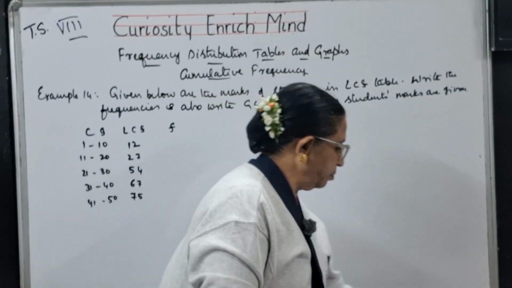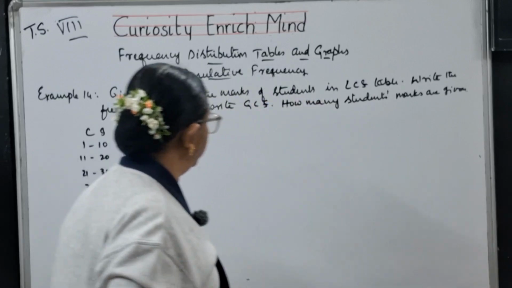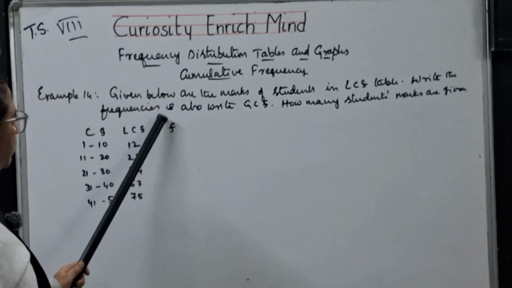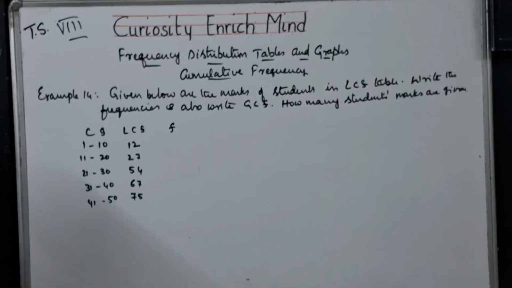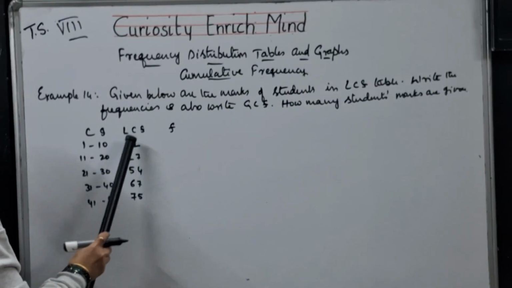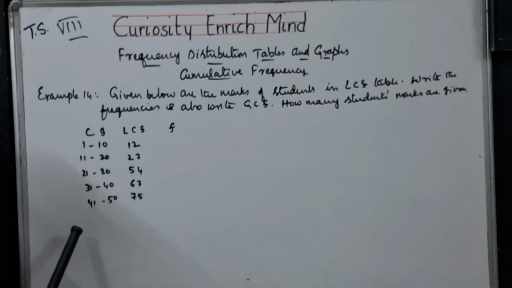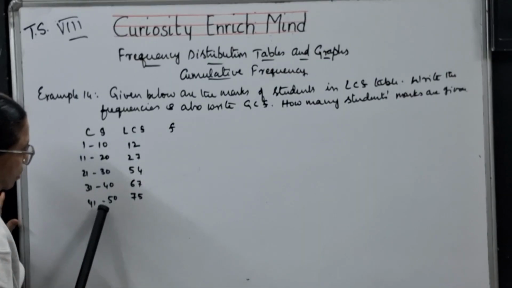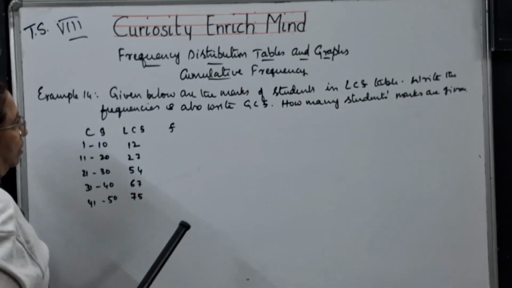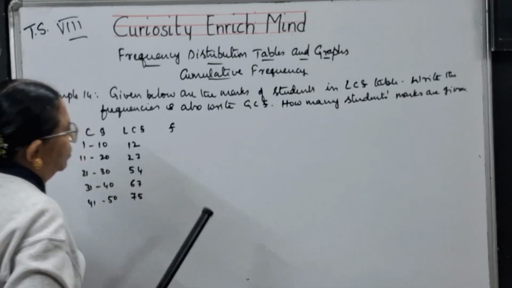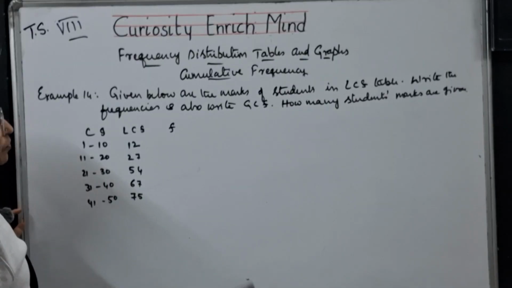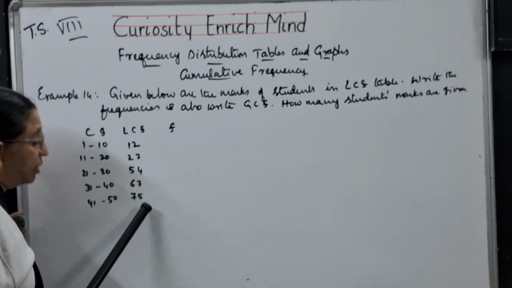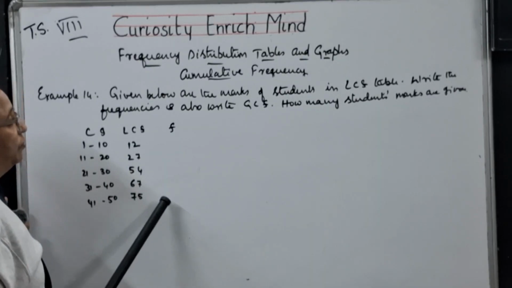Now children, in example 14, what is given here? Given below are the marks of the students in less than cumulative frequency. See, they have given us class intervals and the less than cumulative frequency. These are the marks, and these are the less than cumulative frequencies. Now the question is you have to write the frequency. See, in the earlier cases, the frequency was given and you wrote the cumulative frequencies. Here, the cumulative frequency is given, and you have to write the frequency.